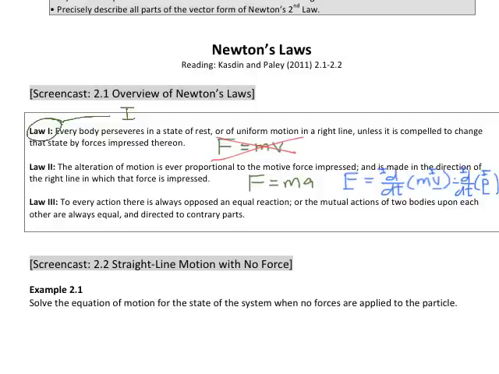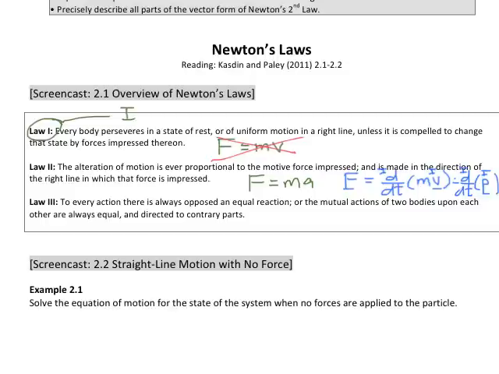And so when we read law number one, we read that every body perseveres in a state of rest or uniform motion in a right line unless it's compelled to change that state by forces impressed thereon. So what this means is that the reference frame that's inertial can't be spinning, it has to be moving in a straight line, and it can't have any forces acting on it, which we're essentially saying it can't be accelerating. And this is the concept that's now known as Newtonian relativity.